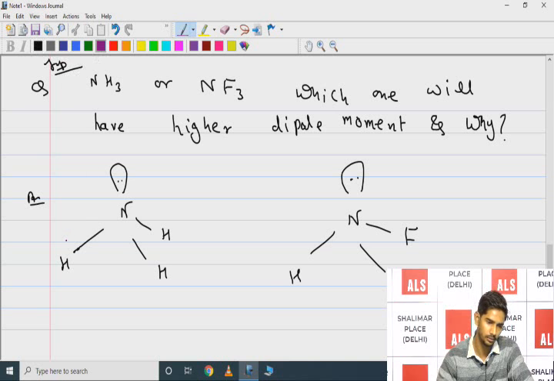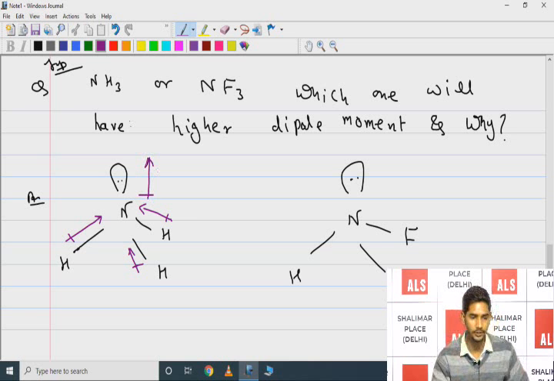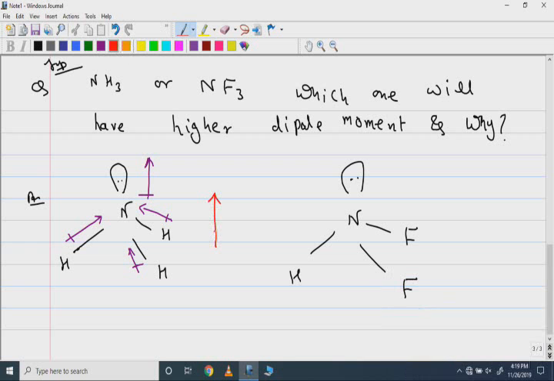If we check out the direction of the dipole, because nitrogen is more electronegative than hydrogen, you can check out all the dipoles. If I talk about the resulting dipole moment, I think they will be moving in the upward direction. Okay, that means I can say there is a net addition over there.